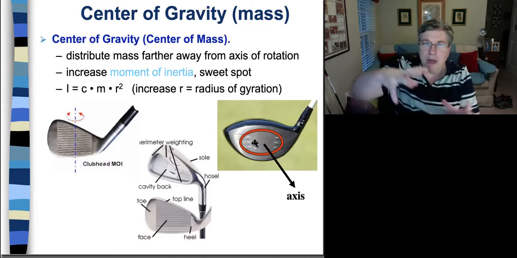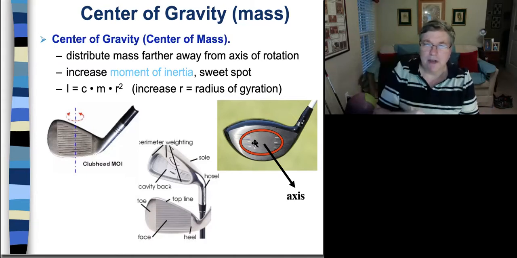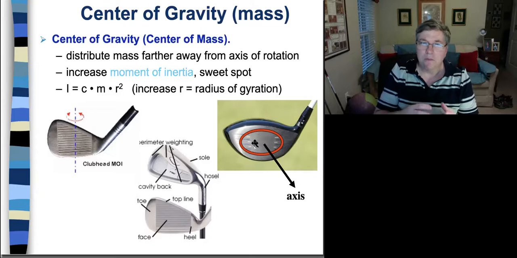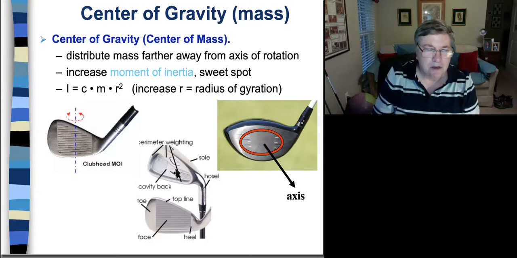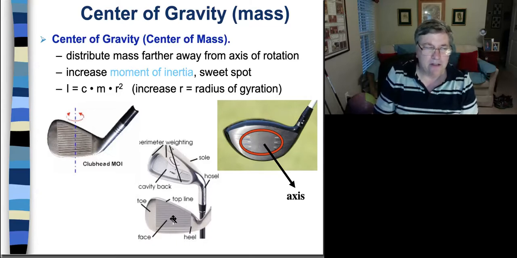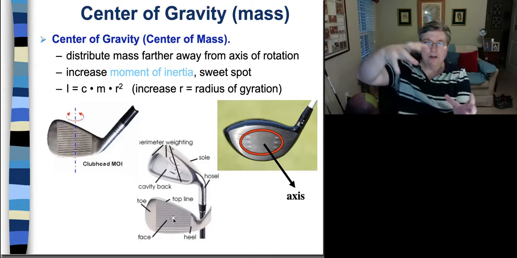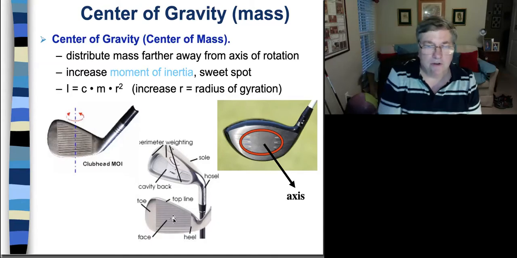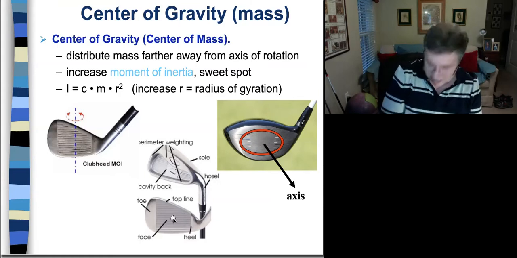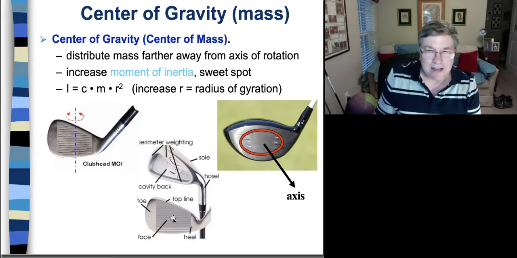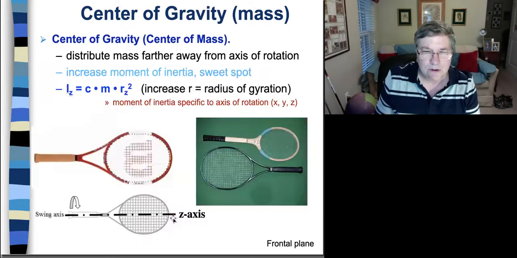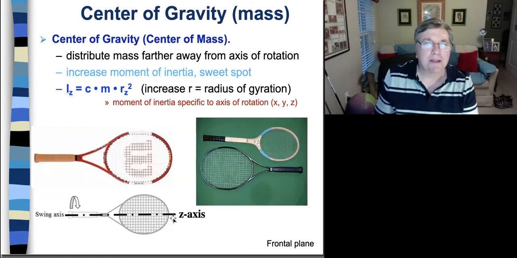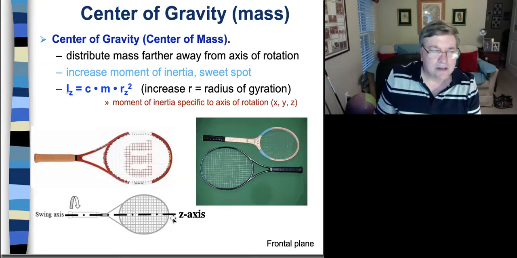So if we move mass away from the axis of rotation, we can make that club more stable when it hits the ball. So we have cavity backed irons that do the same thing, that move the mass away from that axis of rotation. For a golf club, I would guess that this axis is going to be technically the x-axis as we're hitting our shot. Let me think about that a second. Yeah, our x-axis.